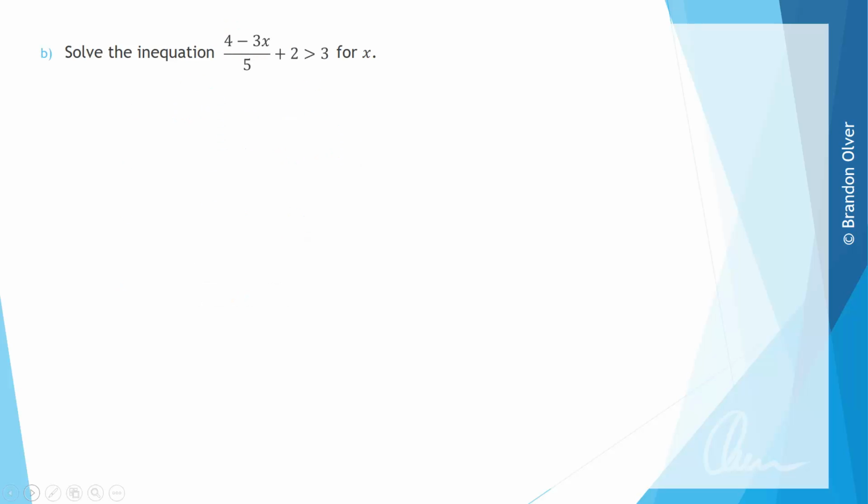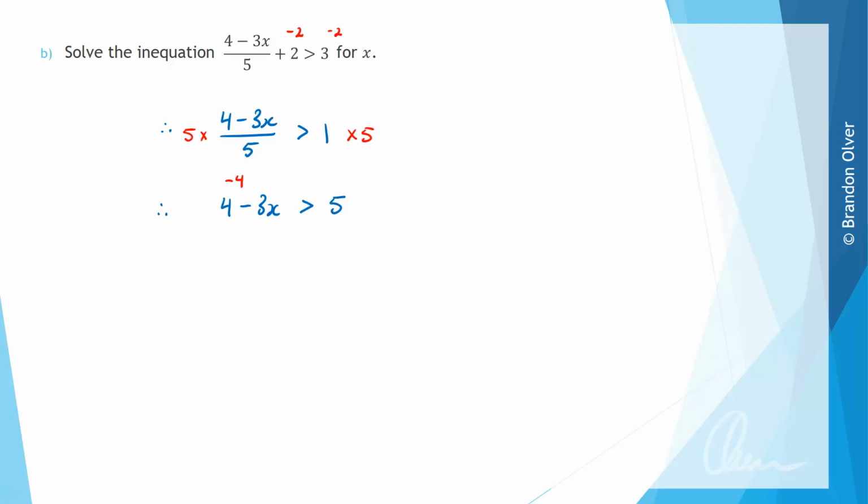For part B, we want to solve the inequation (4 - 3x)/5 + 2 > 3 for x. So to start with, we're going to subtract 2 from both sides of the inequality. So therefore, we find that (4 - 3x)/5 is going to be greater than 1. And next we're going to multiply both sides of the inequality by 5. So therefore we find that 4 - 3x is greater than 5.